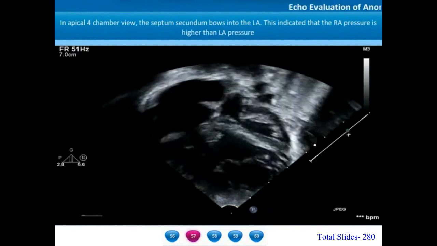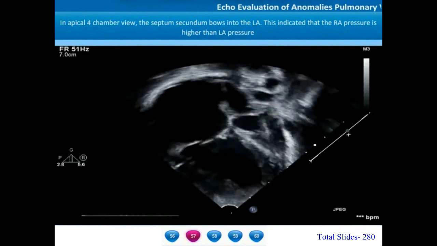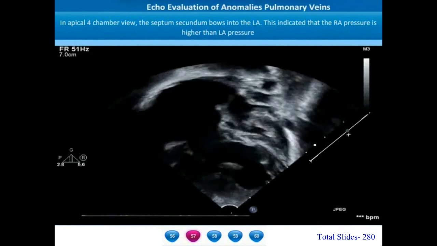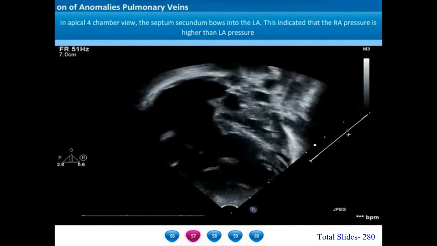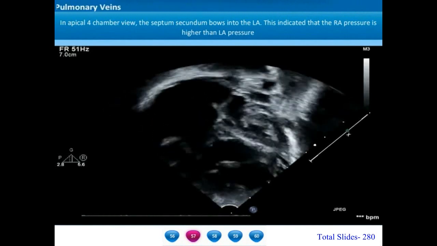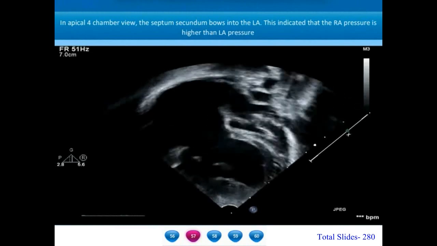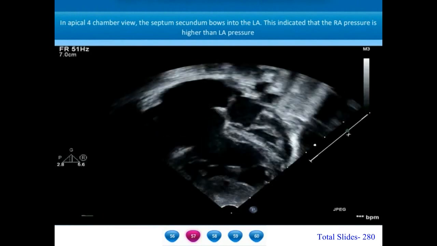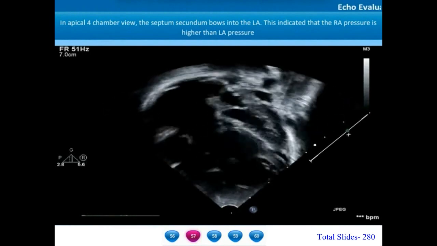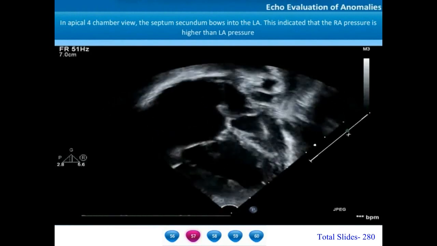When we look at the same heart from the apical view, we identify that the right ventricle and the right atrium are dilated. The right ventricular systolic contractility is low. If you carefully look at the intraatrial septum, we identify that the septum secundum is bulging towards the left atrium, indicative of very high right atrial pressures.